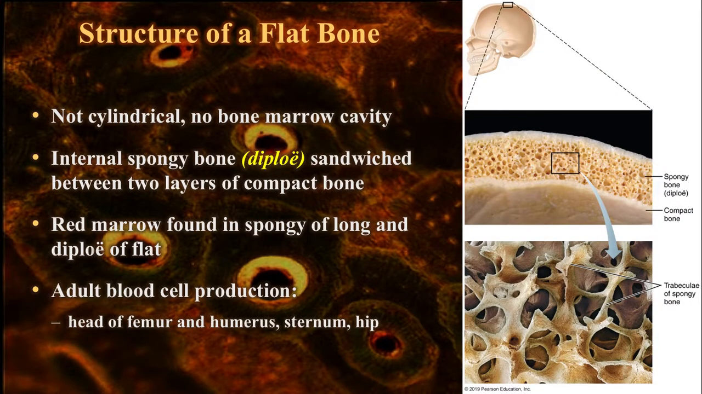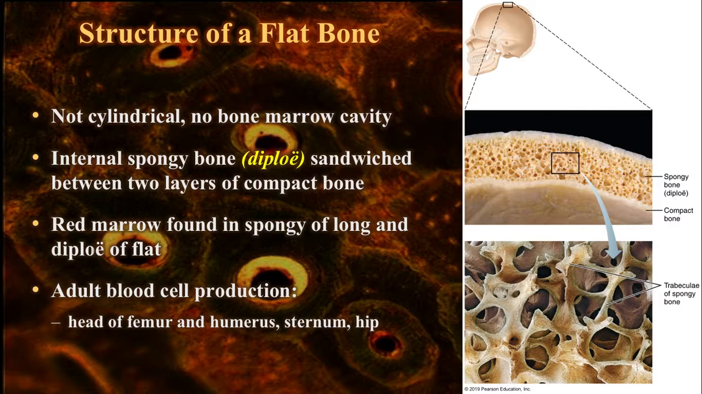Okay, now, new stuff. The structure of a flat bone now, instead of a long bone. Okay? So flat bones, it's not cylindrical, and there's no bone marrow cavity in the middle. There's not that medullary cavity, a big hollow opening. Instead, the whole inside is filled with spongy bone, sandwiched between our two layers of tight, compact bone. In flat bones, the spongy bone in there is called diploe. Okay? Diploe. It's a special name for the spongy bone within flat bone.